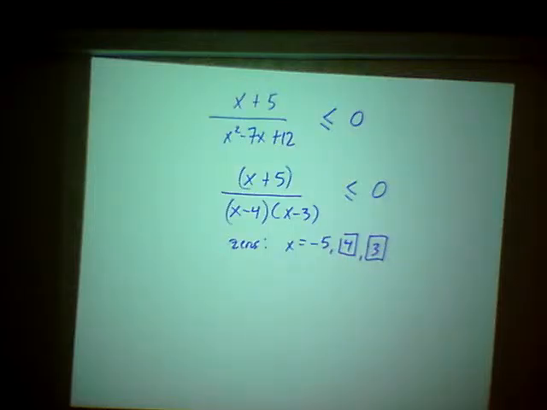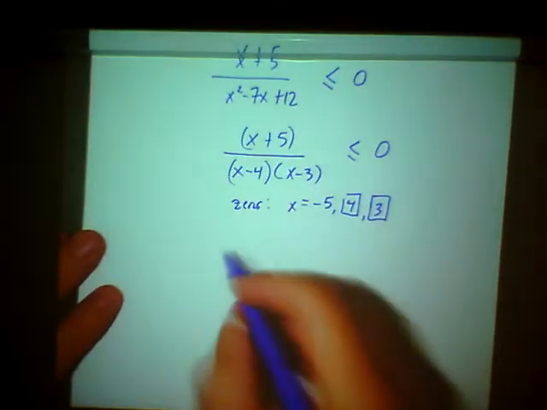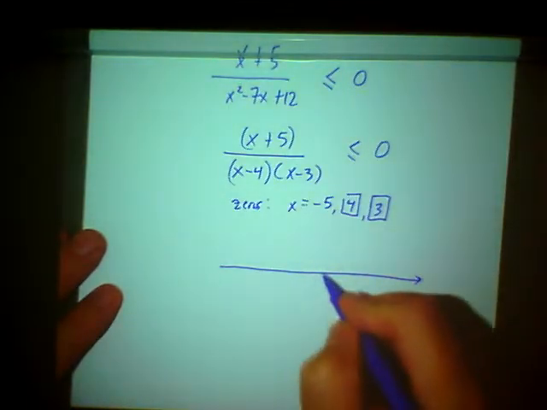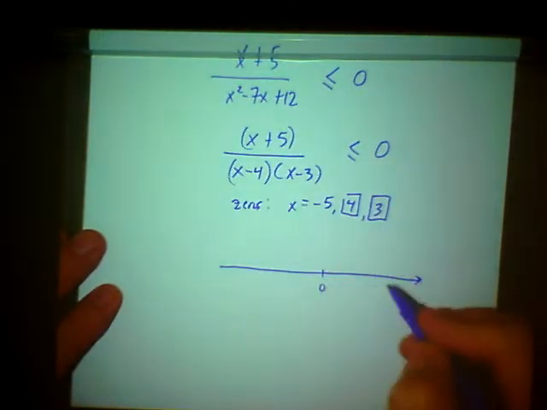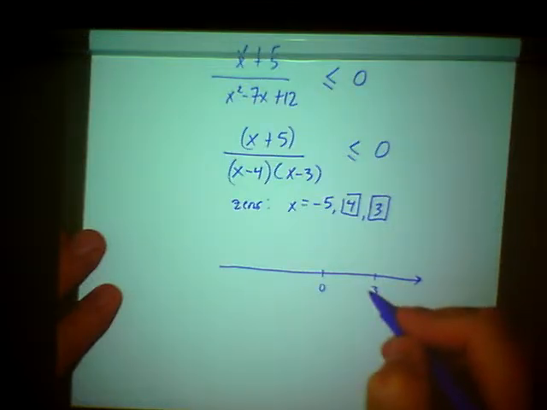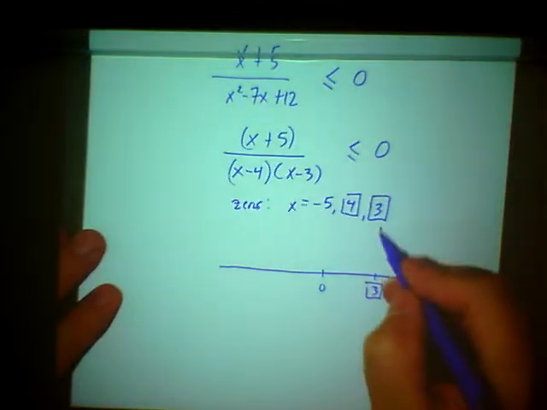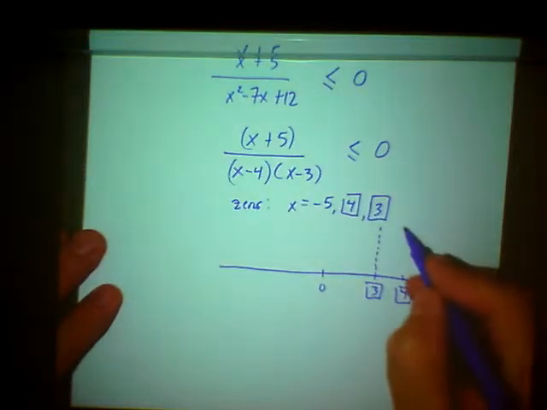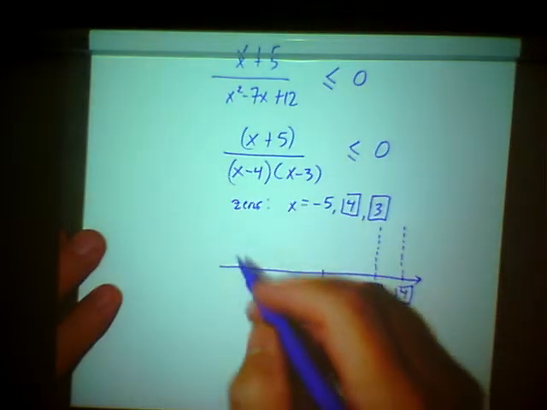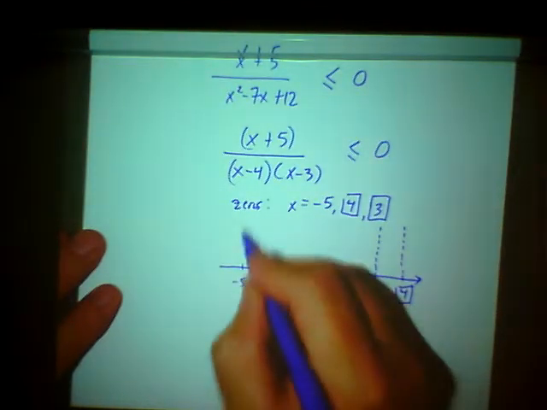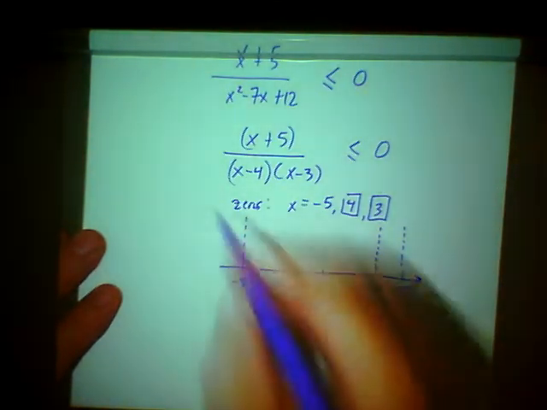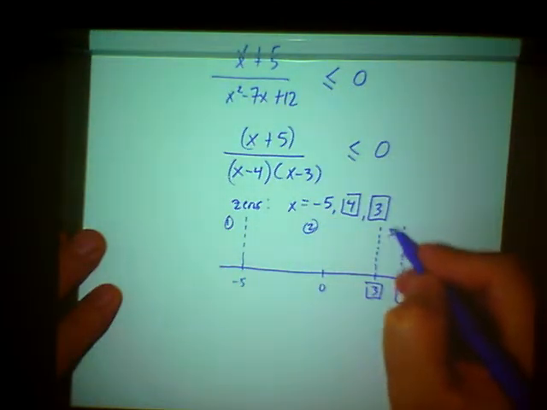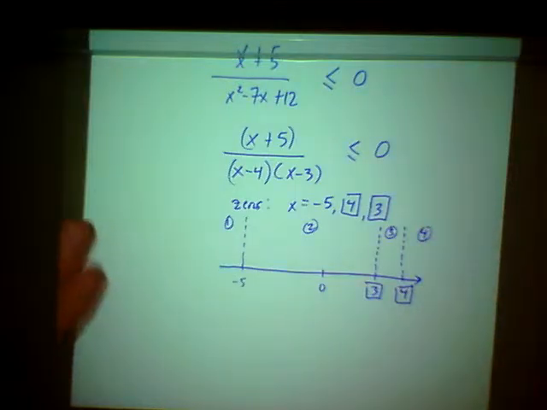So now with the zeros, I can create my graph. I've got 4, well first 3, I'll put the box around it, and then 4, and then -5. Looks like I have 4 regions: region 1, region 2, region 3, and region 4.